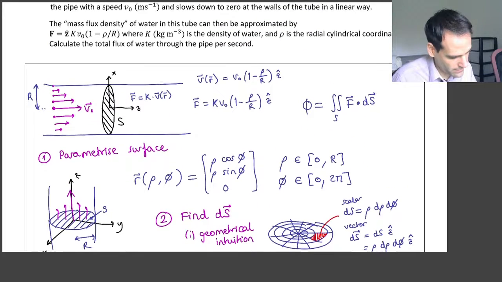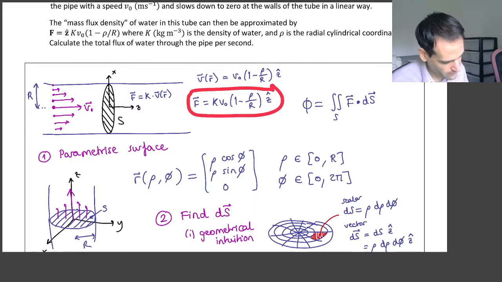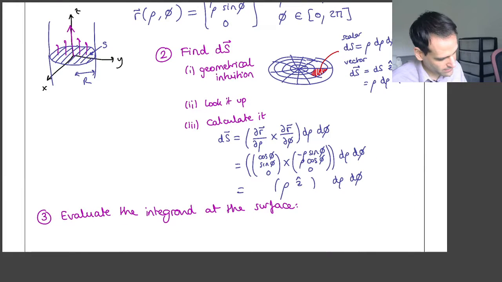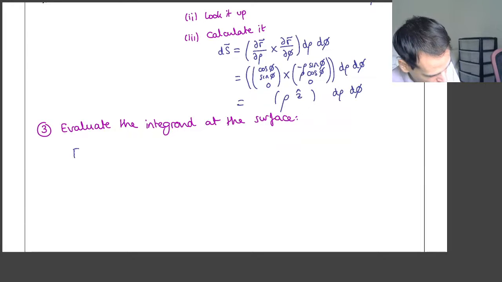So what is the integrand? The integrand is f dot ds. And we know what f is, and we know what ds is. Okay, so the integrand is f dot ds, and I'm going to substitute.